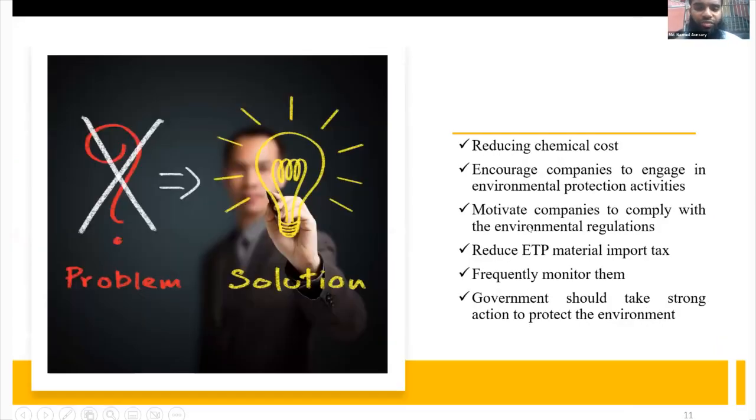And here you can find some problems and solutions. We can reduce the chemical cost, encourage companies to engage in environment protection activities, motivate companies to comply with the environmental regulation, reduce effluent treatment plant material cost, and imported tax, as I mentioned earlier, 26% high import tax in my country. So we can reduce the import tax, frequently monitor the companies, and the government should take strong action to protect the environment.